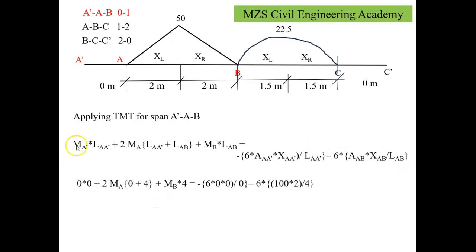If I substitute the values here, firstly we have 0 because here we are not considering any moment. This is partially rigid, that's why we get here 2MA into (0 plus 4), 0 for the first span, plus MB into 4, that's 4 meter for the length A to B, minus, since the area of this particular diagram is 0, that entire term will be 0, but the second part of the right hand component will be 6 into 100, meaning the area under the bending profile for the span AB, multiplied by its centroid 2 meter, divided by 4, that is the total span. From this we get the relation 8MA plus 4MB equals minus 300. Let this be equation number 1.